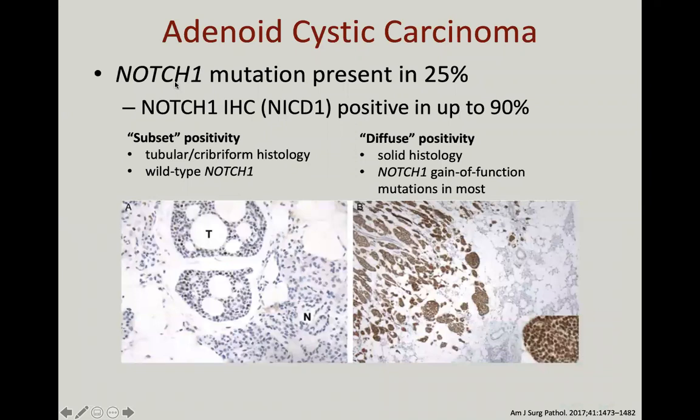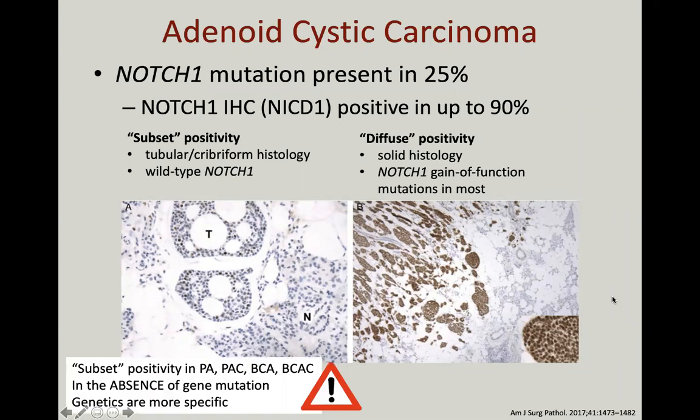The other thing we can see in adenoid cystic, especially in some aggressive tumors, are Notch1 mutations. There's also a Notch1 immunohistochemistry, which can either be of subset positivity implicating a wild type Notch, or of diffuse positivity, usually indicating a gain of function mutation of Notch. We don't have Notch1 IHC here, but we certainly can look for Notch1 mutation on our OncoPlus panels. Again, the so-called subset positivity can be present in other tumors in the absence of gene mutation.